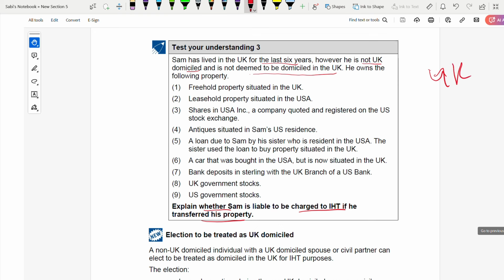So we'll see the first situation. Freehold property situated in the UK. It is chargeable. Whichever is chargeable for IHT, I will put a tick mark. Whichever is not chargeable, I will put a cross. Second, leasehold property situated in the US. Not a chargeable asset. It is situated in the US, no? It's a property, depending on where it is situated, physical location. Now the second type of asset, shares. Shares in USA Inc., a company quoted and registered on the US Stock Exchange. No.